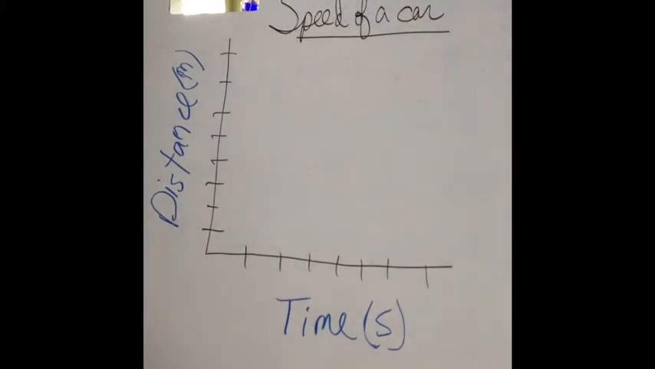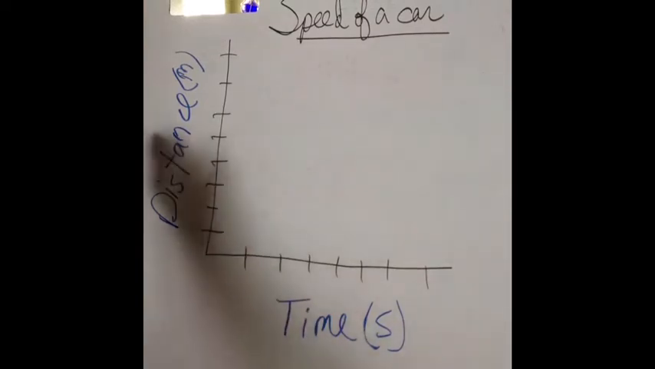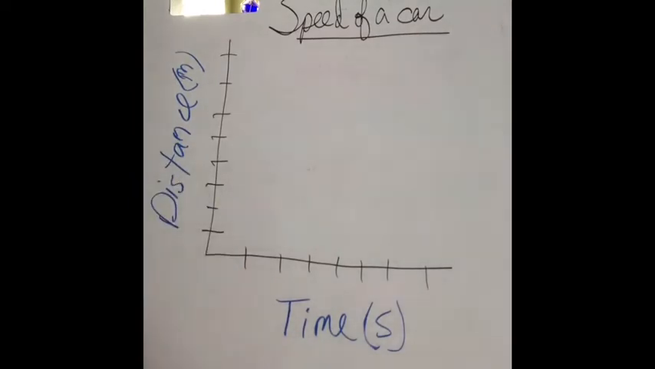So, remember when you're making your graphs, you got to have a title. It can't just say the word graph or the word title. The title has to actually give some sort of indication as to what the graph is about. So this graph is about the speed of a car. Remember, speed is distance divided by time.